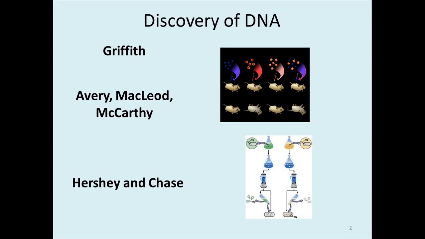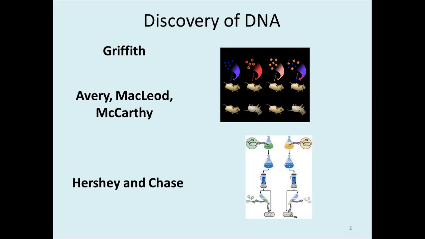Our next group of scientists are Avery, McLeod, and McCarthy. They were interested in what the transforming principle was, and so they modified Griffith's experiments. They began by heating the smooth bacteria and killing it. Then they took a portion of it and treated it with the enzyme DNase, which digests DNA. They mixed it with the rough bacteria and injected it into the mice, and the mice lived.